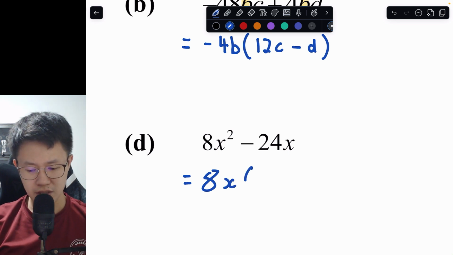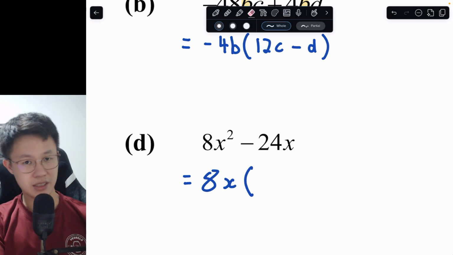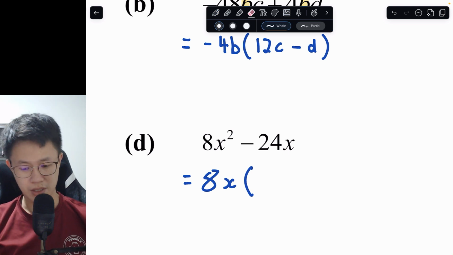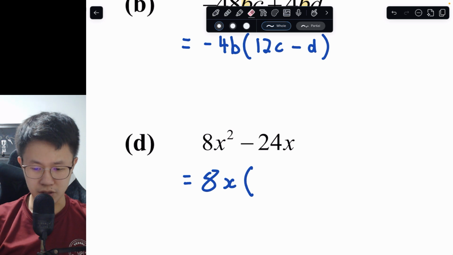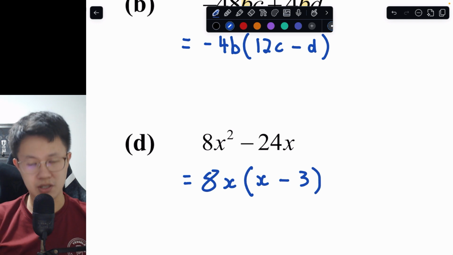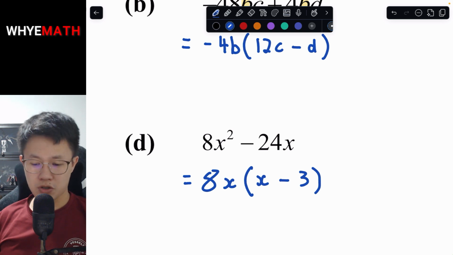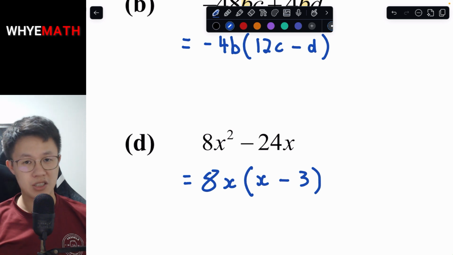So what's left is, from 8x squared, you factorize out 8x. It's just like you're dividing 8x from 8x squared, and you're left with x over here. And from the other side, you will be left with 3. So this is also called factorization, and this is what we're going to focus on in this chapter: the factorization of quadratic expressions.